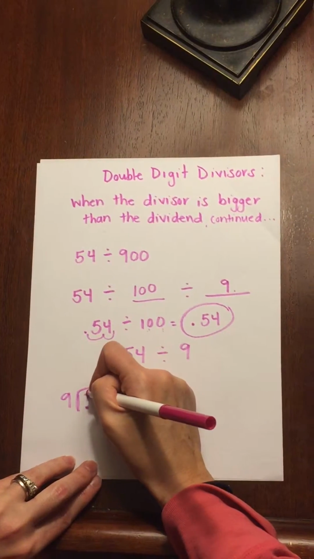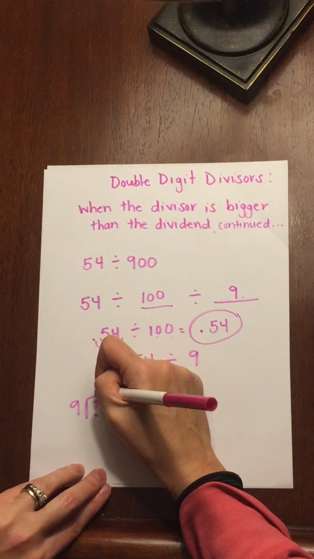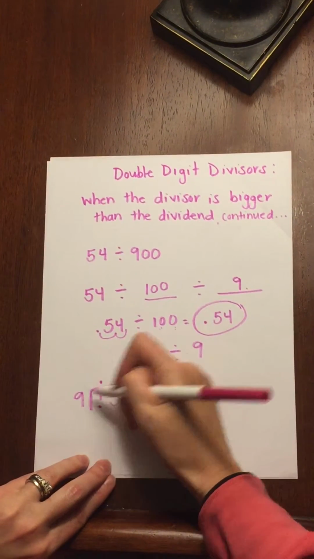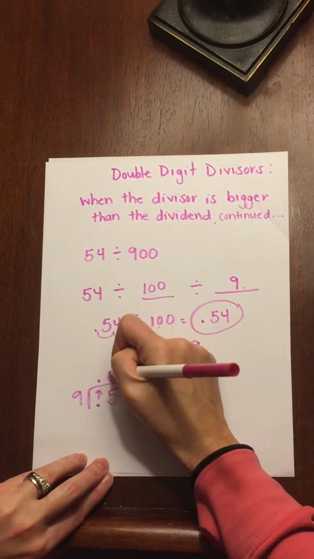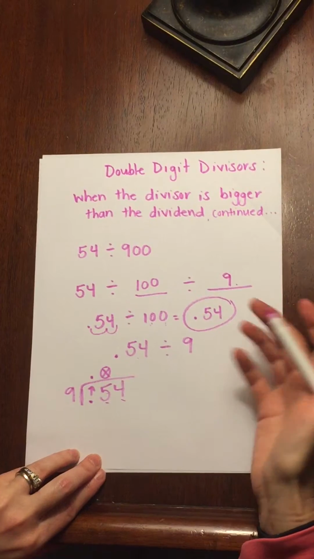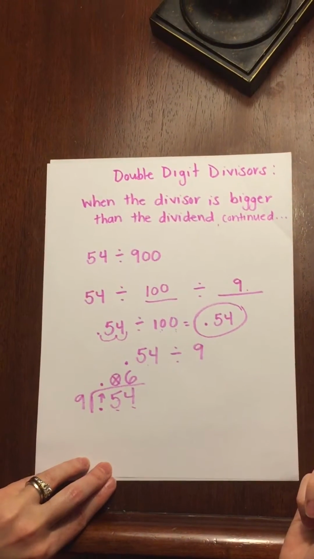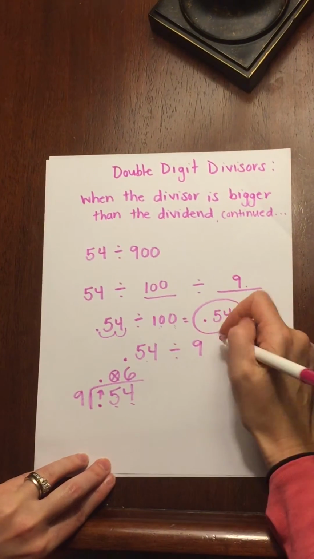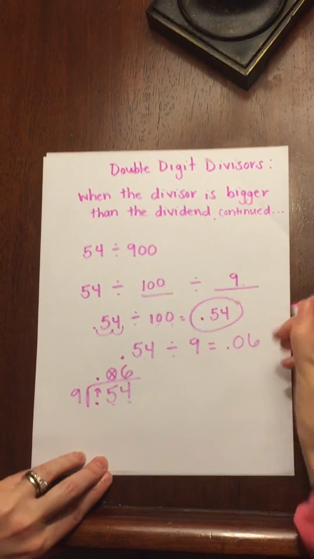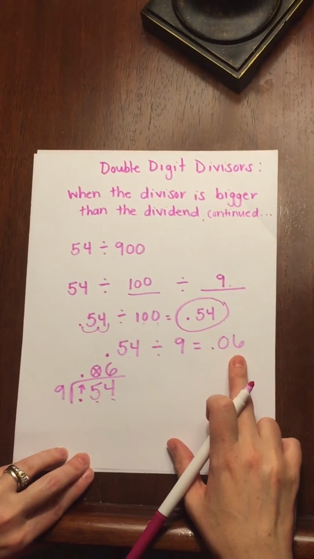And I know from review that when my decimal is in the den, I just bring it straight up. And then I can go right down the line. Can I get any 9s out of 5? No. Can I get any 9s out of 54? Yes, and I know 9 times 6 is 54. So I know 54 hundredths divided by 9 is 6 hundredths. Look, hundredths in the problem, hundredths in my answer.